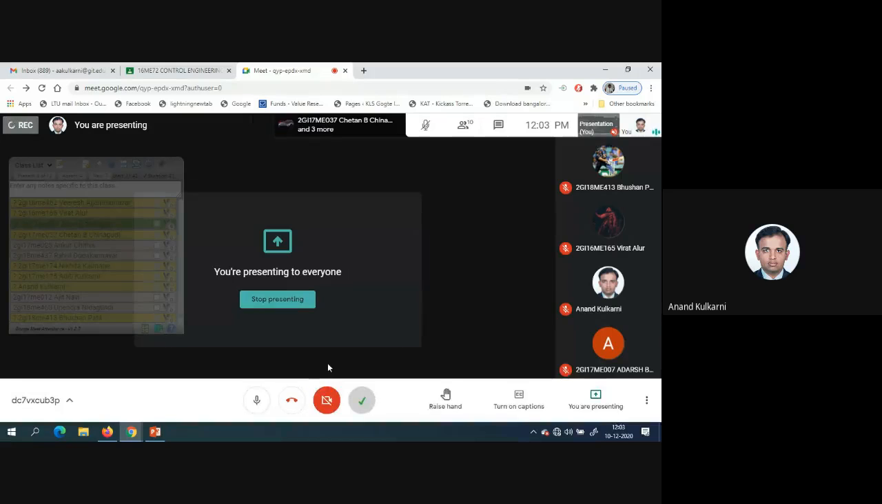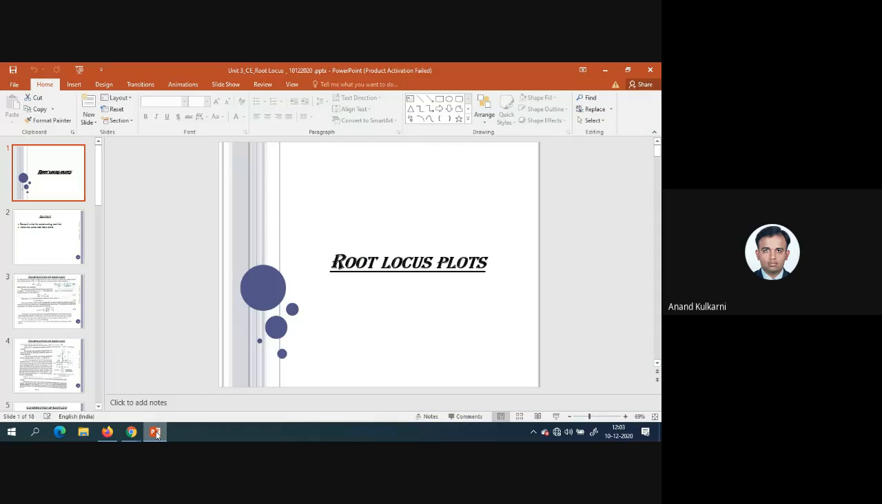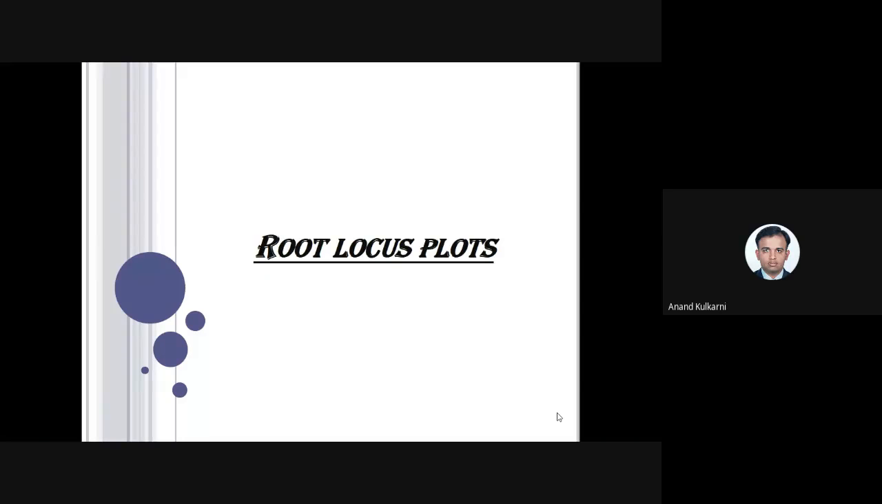We'll start with the root locus technique. In the previous class, we used Routh stability analysis. In the Routh stability analysis, you will know whether a particular system is stable, unstable, or limitedly stable. Only this much information is available in Routh stability criteria.